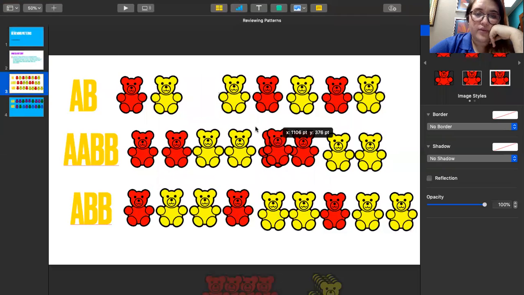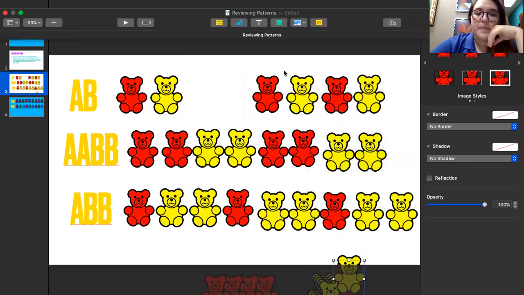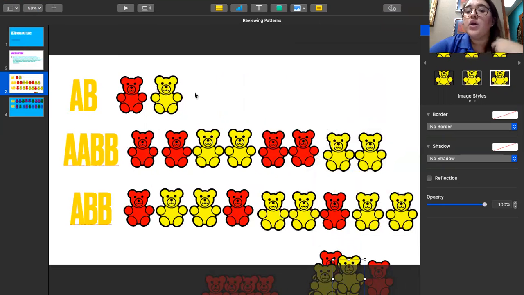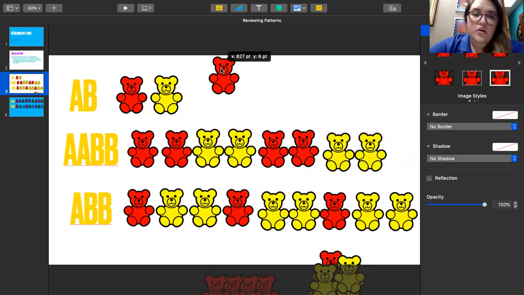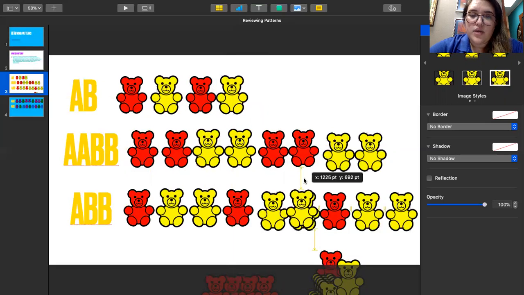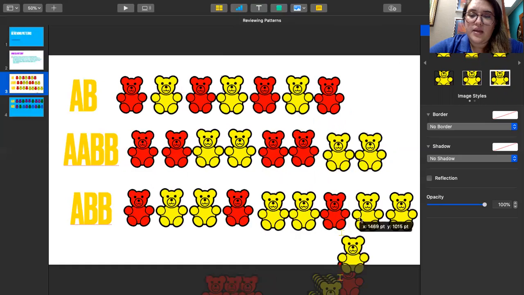So here we have an example of an AB pattern. I'm going to move these so you can see it and we can do it along with the video, okay? So I have red and yellow, and I'm making an AB pattern. So red, yellow, red, yellow, red, yellow, red, yellow.